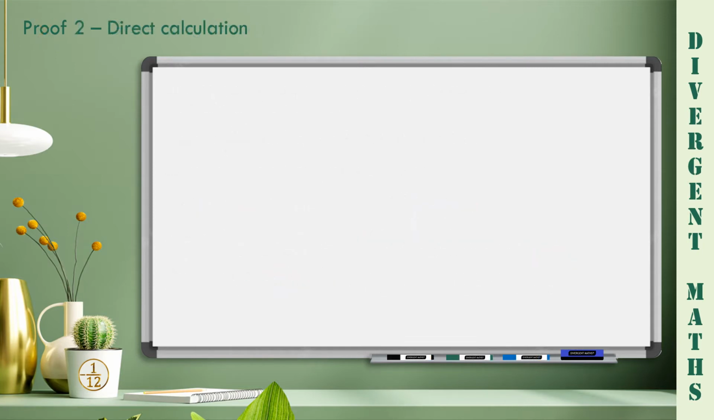Proof number 2, direct calculation. In that proof, we will establish the sum of the monotonic divergent series of odd numbers as being the sum of two other monotonic divergent series, well-known divergent series. So let's write it down. The monotonic divergent series of natural numbers 1 plus 2 plus 3 plus 4 plus 5 plus 6 is equal to, let's open the toolbox, the sum from n equal 1 to infinity of n, which is basically the sum of the natural numbers, is equal to negative 1 over 12.